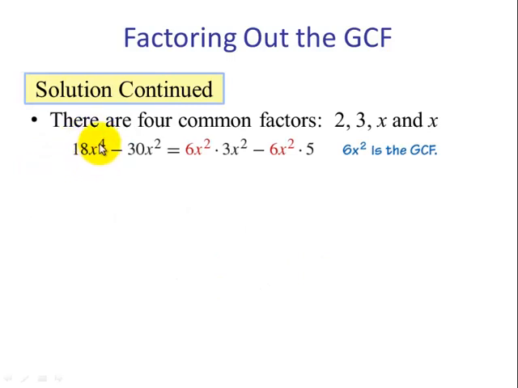So we are doing the distributive property backwards, so we're dividing each term by 6x squared. 18x to the fourth divided by 6x squared is 3x squared, minus 30x squared divided by 6x squared is 5. So we pull out the 6x squared, and what we have in parentheses is 3x squared minus 5.